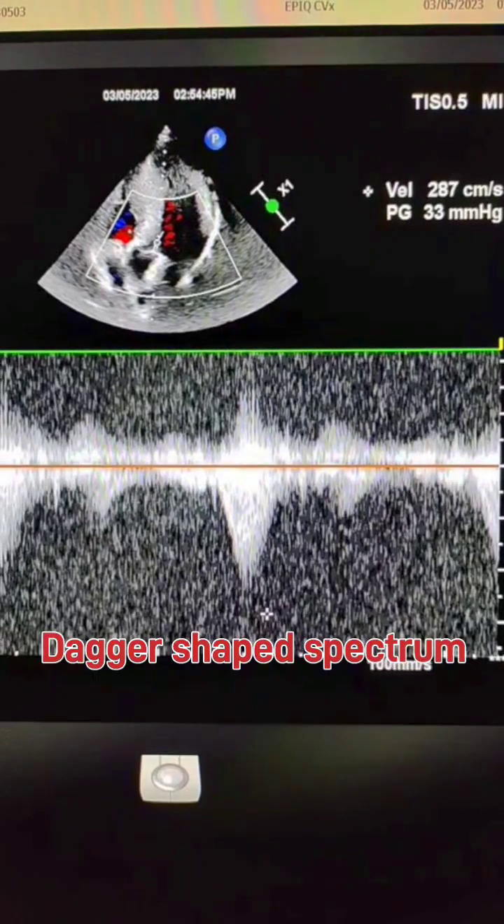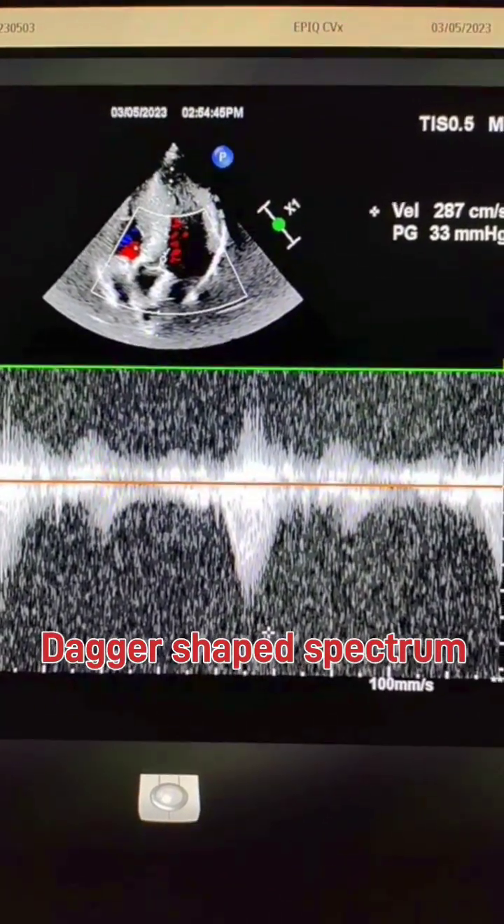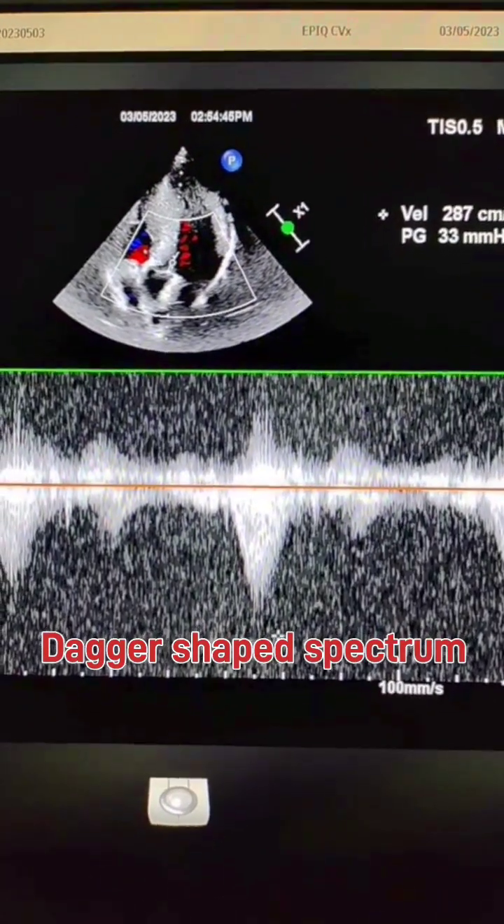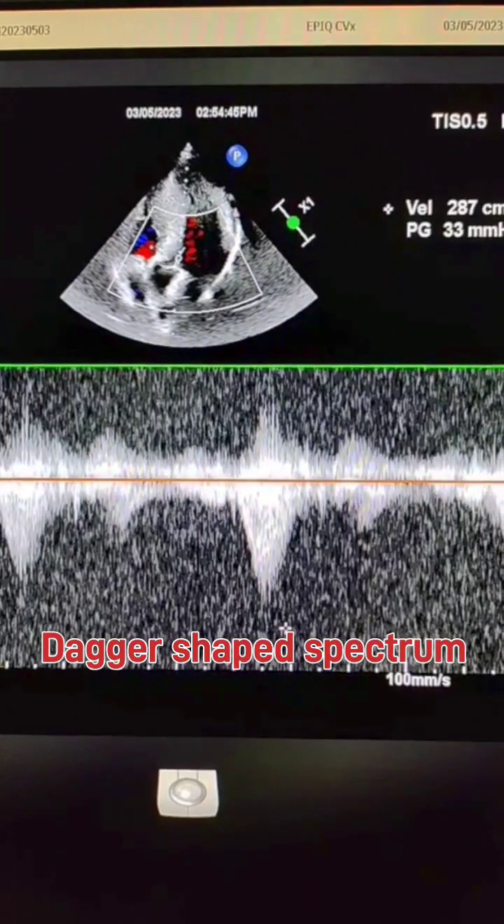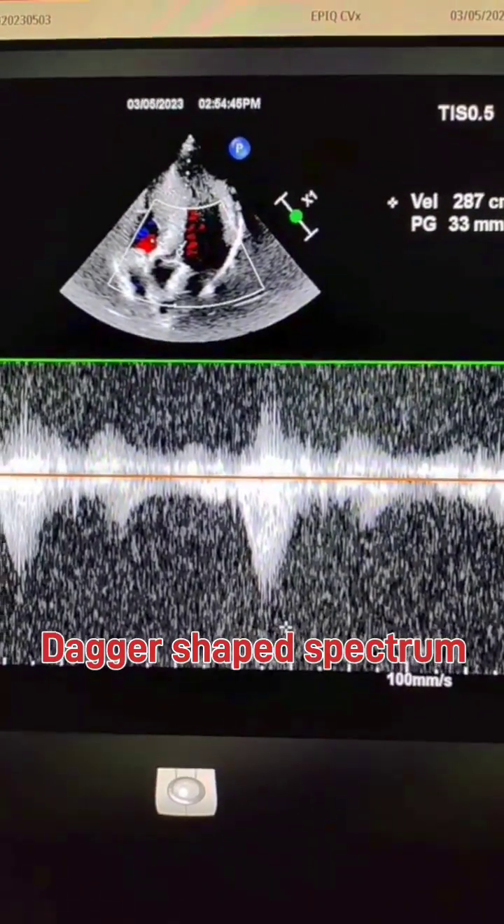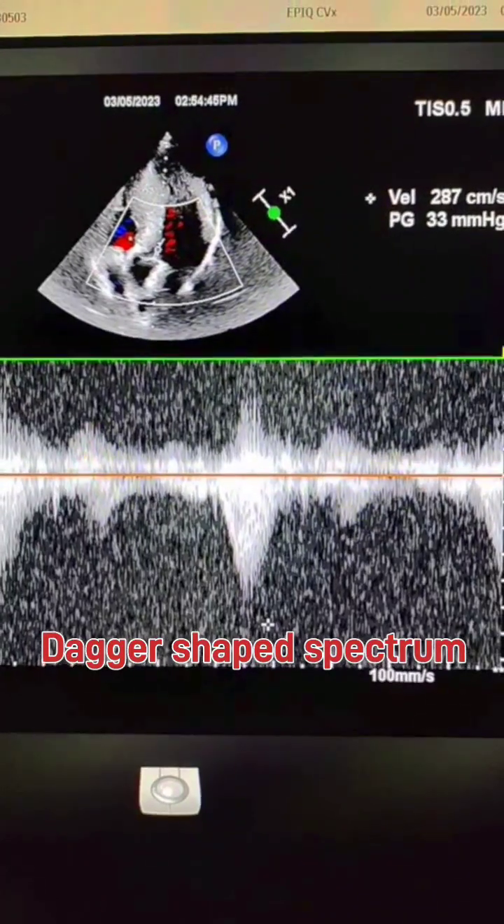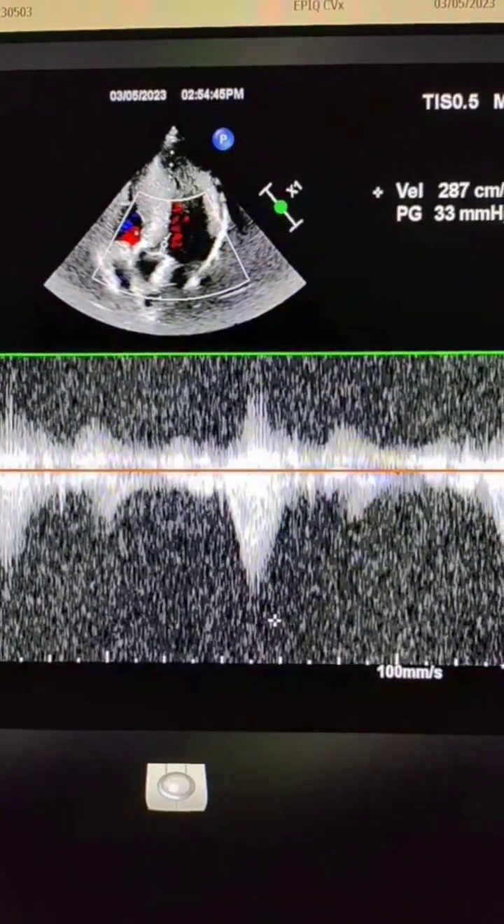After putting the cursor in the alveolar region, you can see the gradient of 33 mm of Hg, and this is a typical dagger shape gradient of alveolar gradient. So this is an obstructive type of HCM, which is common in the catenoid variety.